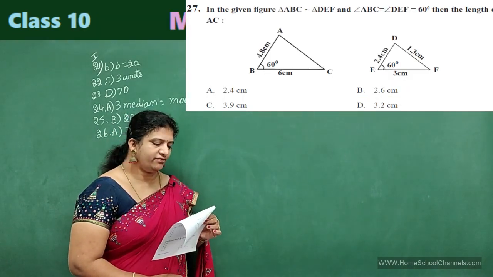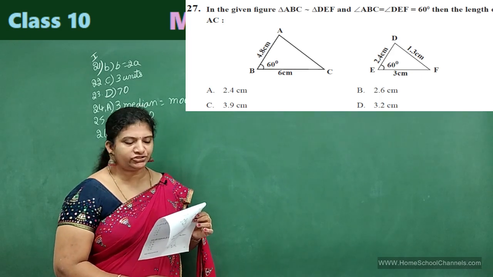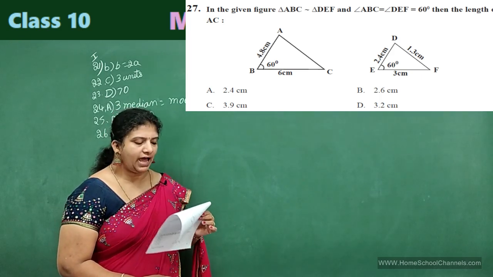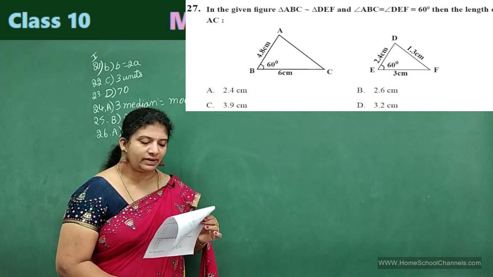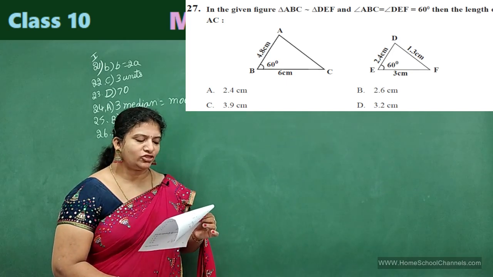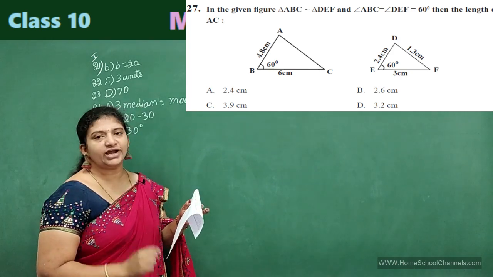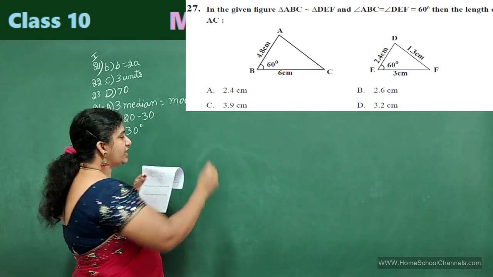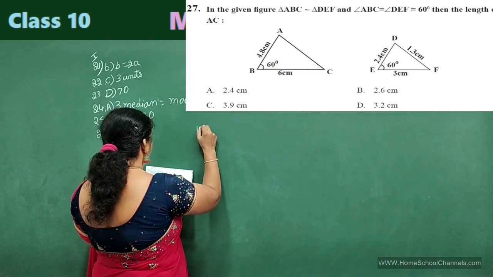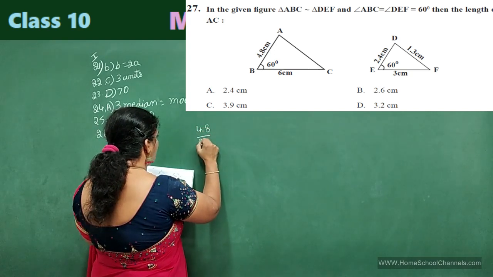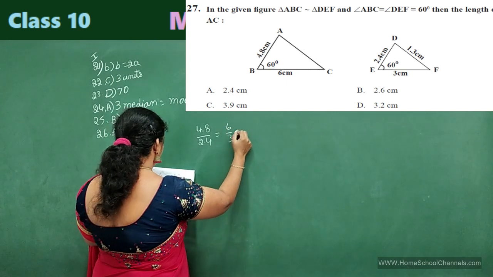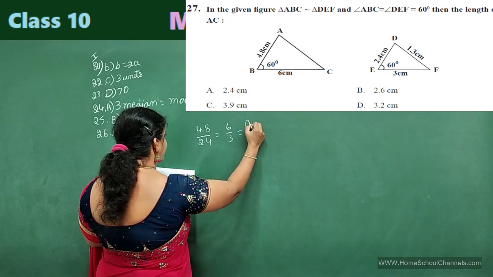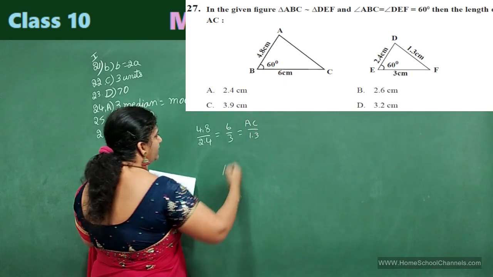27th one, in the given figure, triangle ABC is similar to triangle DEF and angle ABC is equal to angle DEF is equal to 60 degrees. Then find the length of AC. The two triangles are similar, so the ratios must be in proportion. Let me compare the ratios here. 4.8 by 2.4 is equal to 6 by 3 is equal to AC by 1.3.